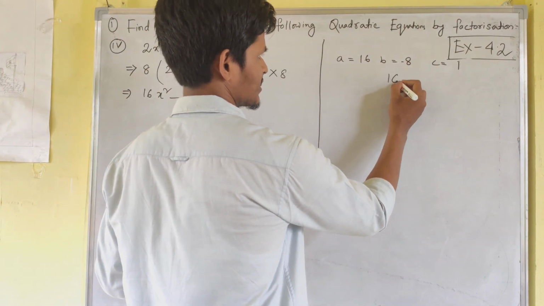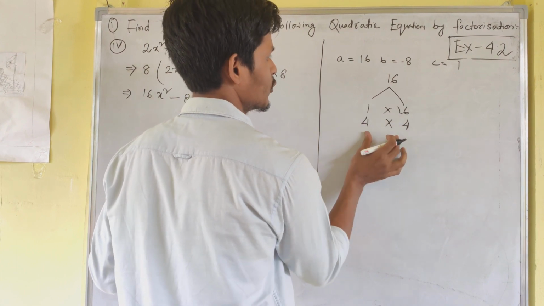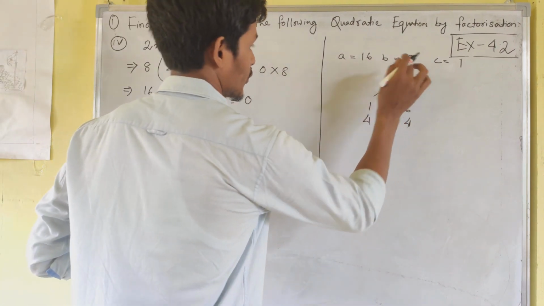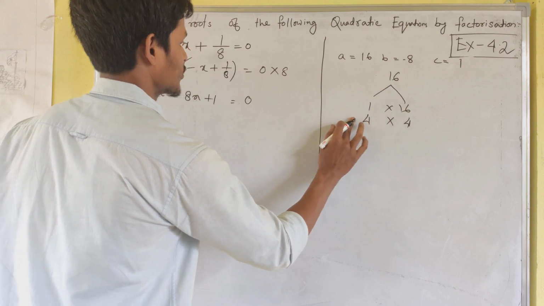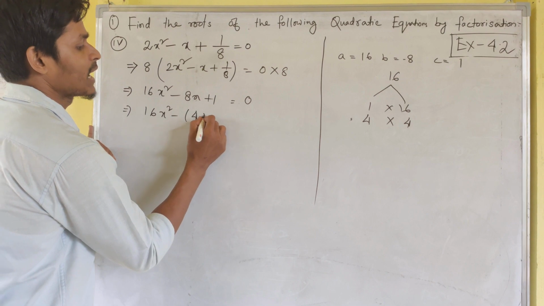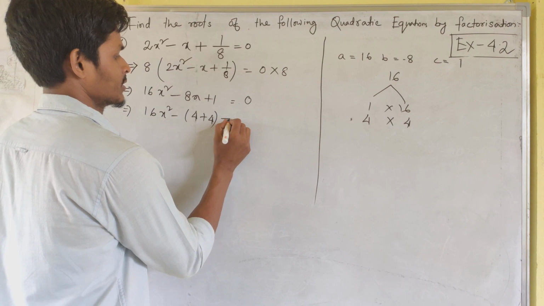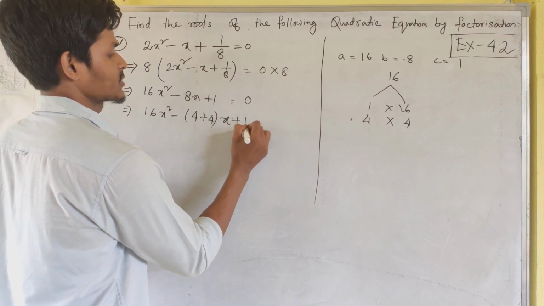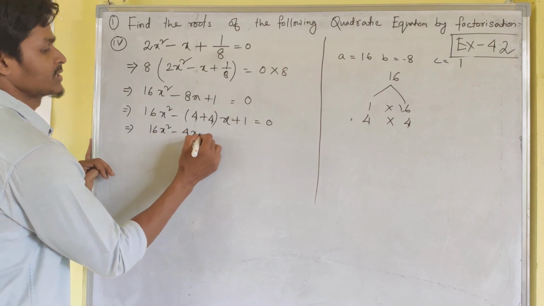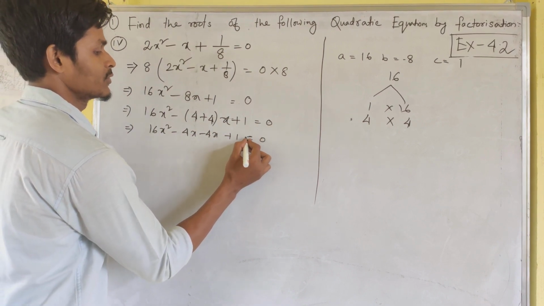So 16 ones are 16. Now 1 into 16, 4 fours are 16. So 4 plus 4, what do we get? 8. So 16x square minus 8x is 4 plus 4, since 4 fours are 16 and 4 plus 4 is 8, into x plus 1 is equal to 0. Now take out your bracket. 16x square minus 4x minus 4x plus 1 is equal to 0.